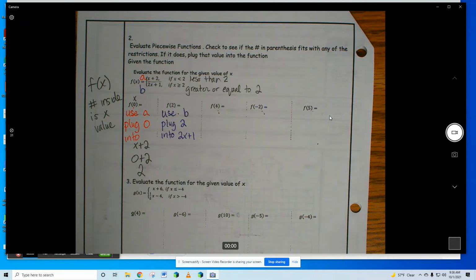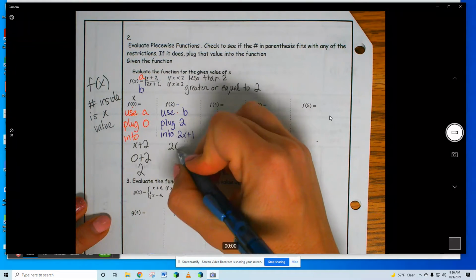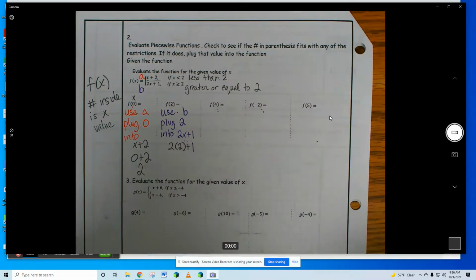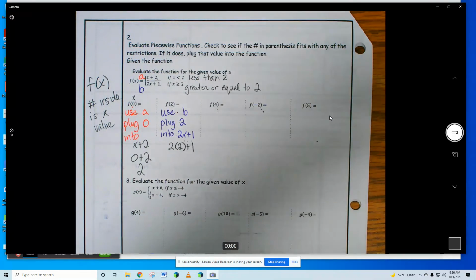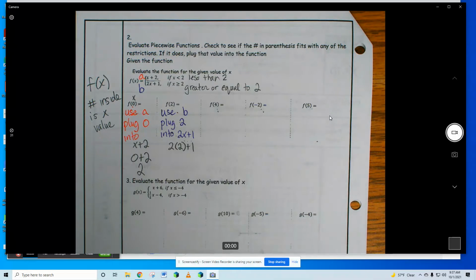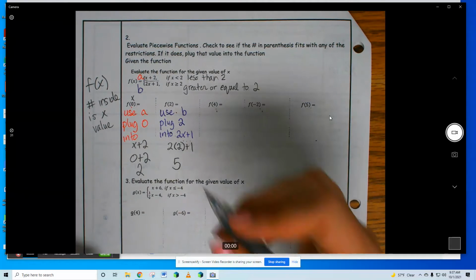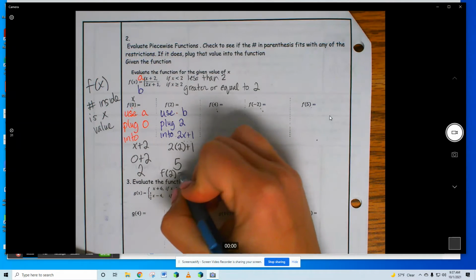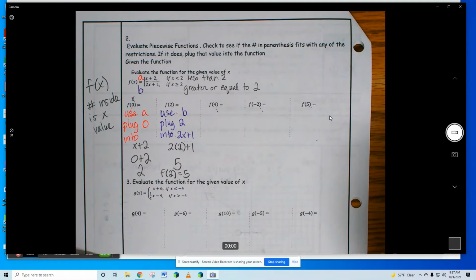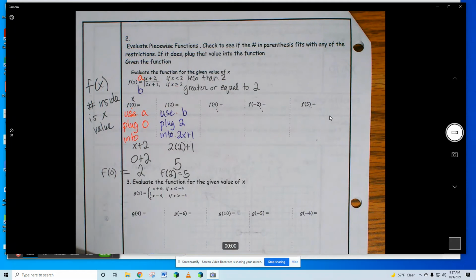So plug it in. Plug 2 into 2x plus 1. 2 times 2 plus 1. What's 2 times 2 plus 1? 5. So I could say f of 2 equals 5. And then f of 0 equals 2.